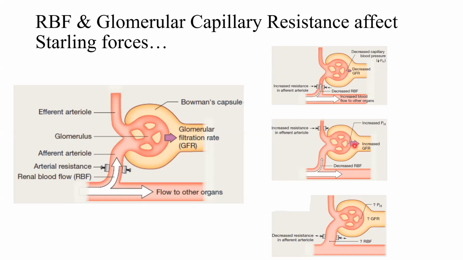Under this increased hydrostatic pressure, GFR will increase. I'll say it again in one sentence. Mildly vasoconstricting the efferent arteriole increases GFR by increasing the capillary hydrostatic pressure. However, overall, the renal blood flow has decreased in this scenario.